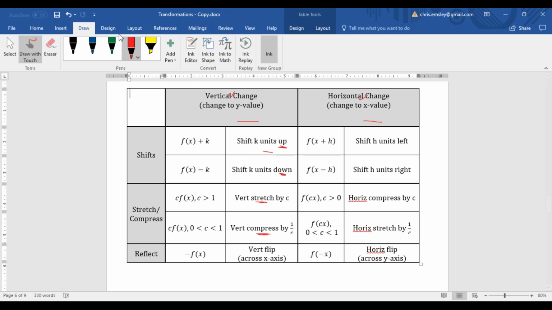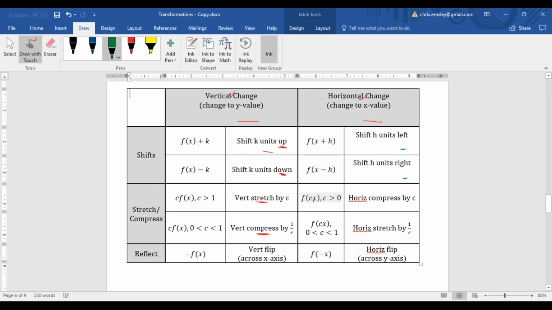Okay? Similarly, these horizontal changes are a little bit counterintuitive. So here when we're adding h, when you think about your coordinate axes, the positives are on the right and the negatives are on the left. But this sort of goes backwards to what you think. When you add h, it actually shifts to the left. If you subtract a constant, it shifts to the right.